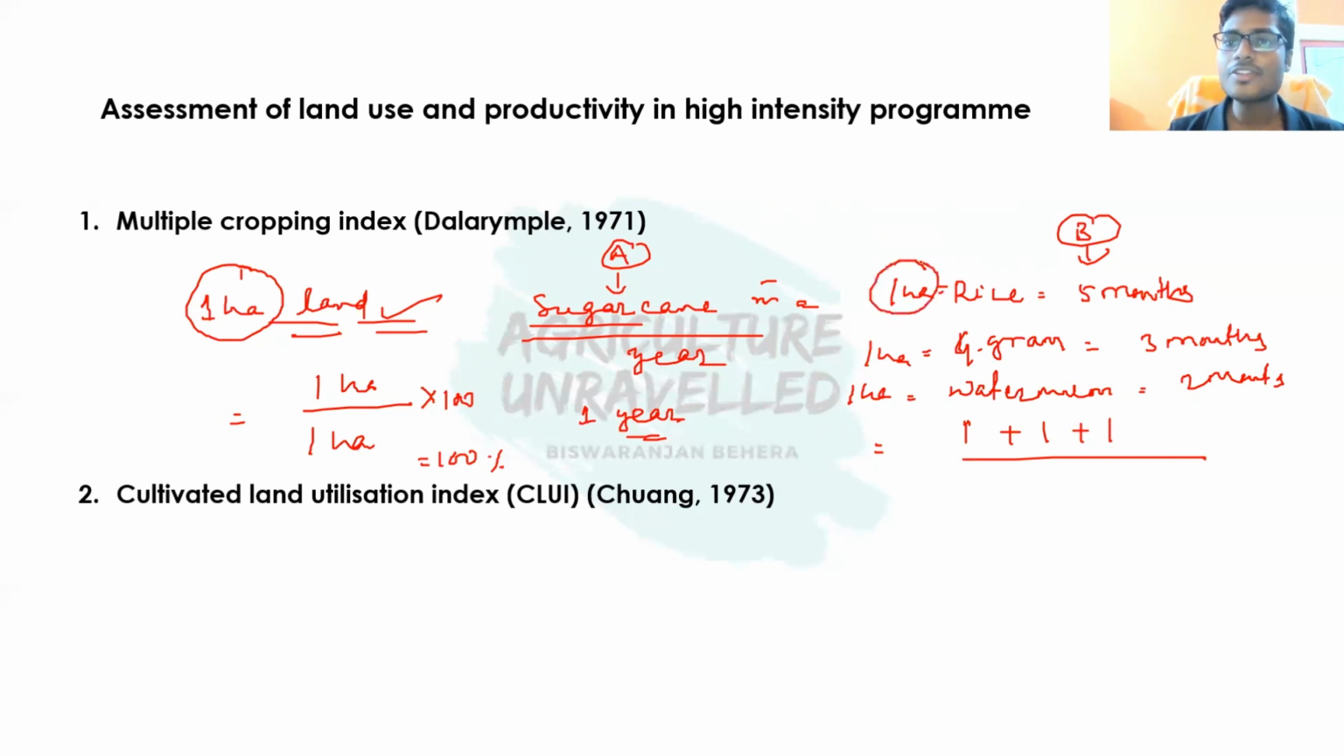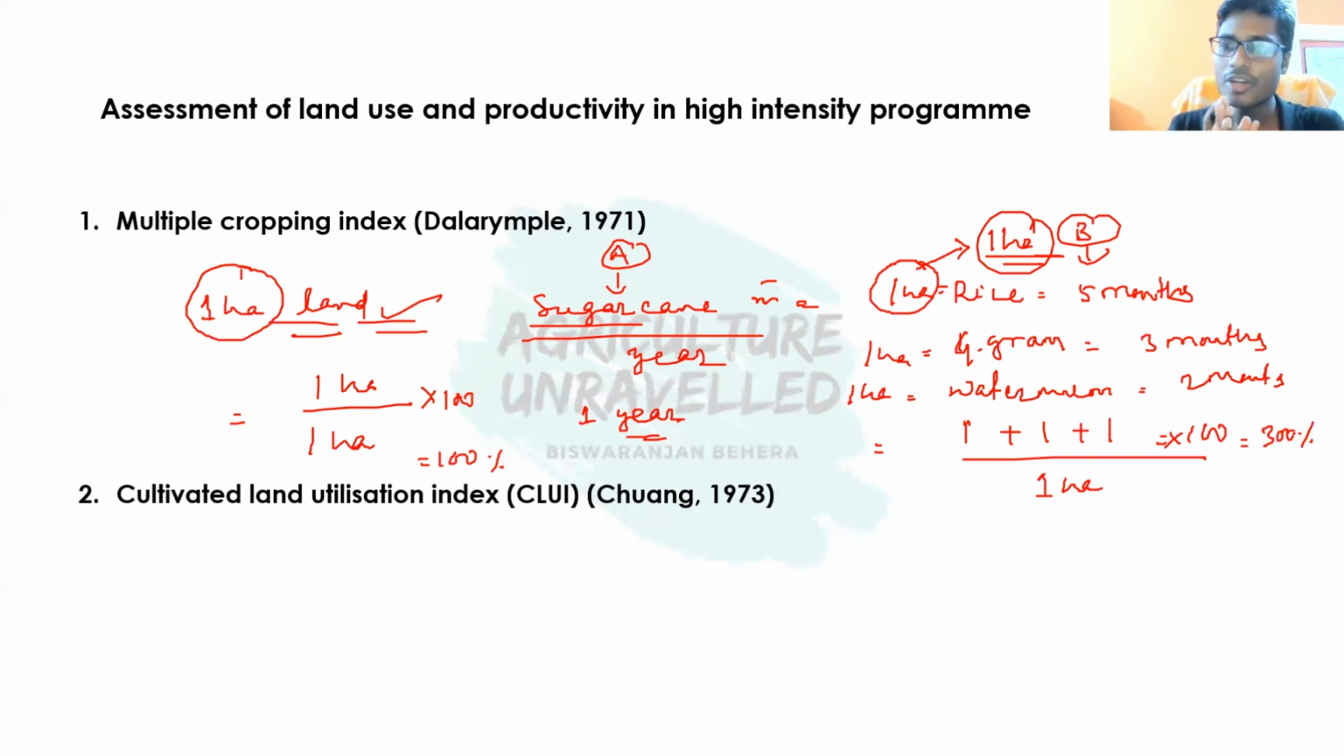Net cultivated area is also 1 hectare, because farmer B also has 1 hectare of land. This 1 hectare is utilized in the Kharif season, the Rabi season, and the summer season. So the net cultivated area is also 1 hectare. Then what will be the answer into 100? The answer will be 300%.